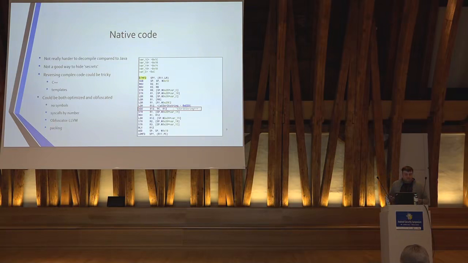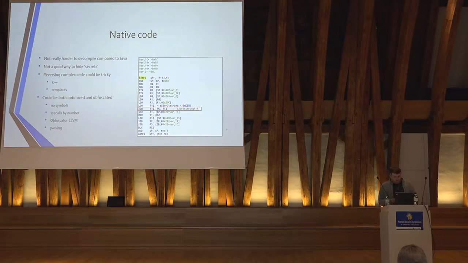Still some people consider native code much harder to reverse engineer or to look into. In practice, it's not a particularly effective way to hide your secrets unless you do some extra work. So in this case, of course, it's trivial to find the secret string. If you see what this code is doing, you will find out what they're trying to do with it.